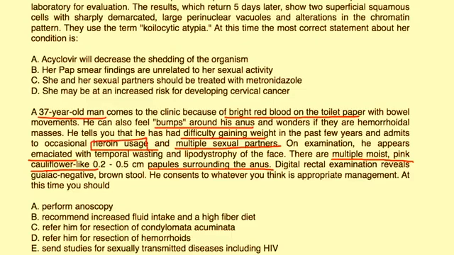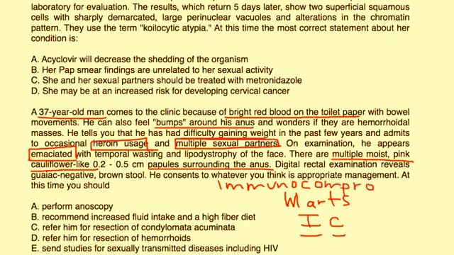Well, the heroin use, multiple sexual partners, and the fact that he's losing a lot of weight combined with these genital warts really makes me think that he is immunocompromised. And if he is, you really need to figure out why. And without a doubt, the test I would do immediately is an HIV test, and that is choice E.